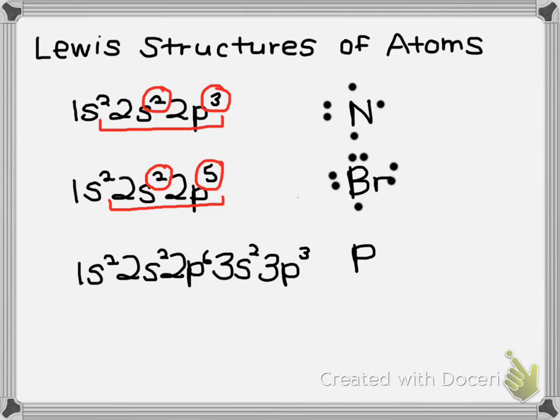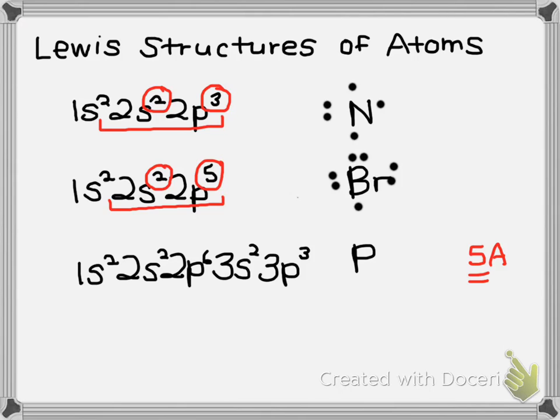So by now you're getting the idea. This is not really complicated, and something that can make it even less complicated is to remember that an easy way to figure out how many valence electrons an atom would have is based on its group number. So let's look, for example, at phosphorus. It's in group 5A, and it has 5 valence electrons.